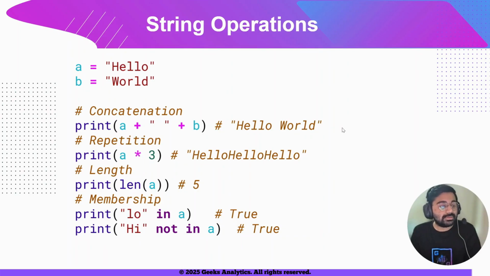output would be true. But for the next line, hi not in A, the output is still true because not in will check that it doesn't exist in A. So hi doesn't occur in hello, so that's why the output is still true.